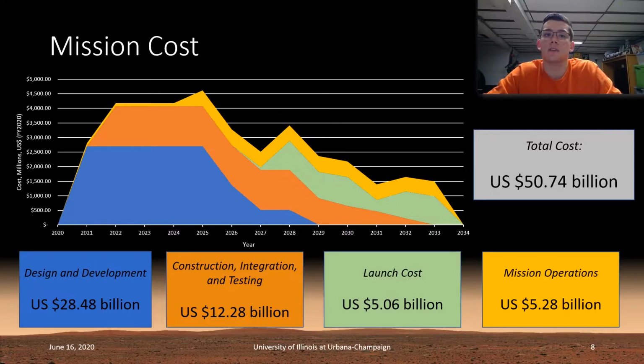The launch costs all tally to about $5.06 billion, including all launch vehicles, and mission operations, which is scattered across the entire timeline, tallies to around $5.28 billion. This yields an entire mission cost for SHIELD of $50.74 billion in U.S. currency.